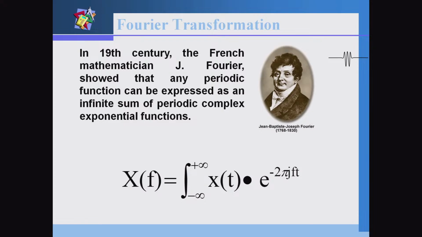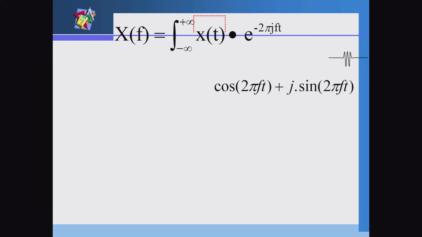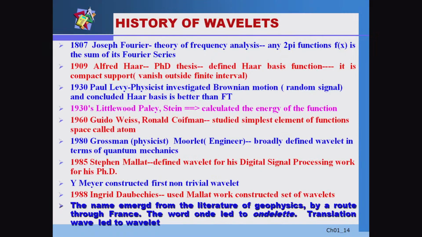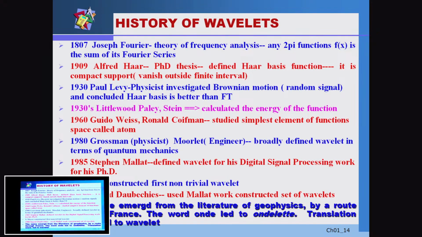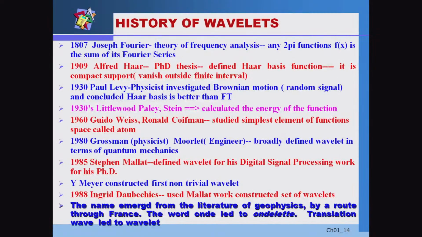But the situation is not like that. Sometimes it is local, sometimes global. Is there any tool for local as well as global? That is there. Wait. So, in the history of wavelets, in 1807, Fourier, and in 1909, Alfred Haar, who proved in his thesis and defined the Haar basis function, and it has compact support.